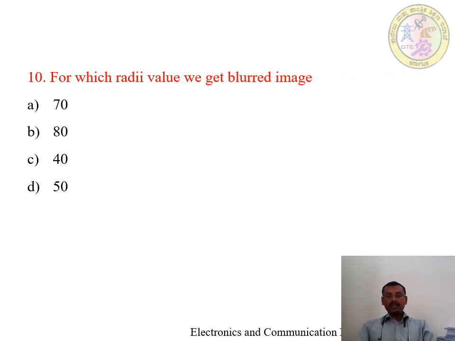Question number 10. For which radii value do we get a blurred image? Option A, 70. Option B, 80. Option C, 40. Option D, 50. The right answer is option C, that is 40. So for the radius of 40, we get a blurred image.